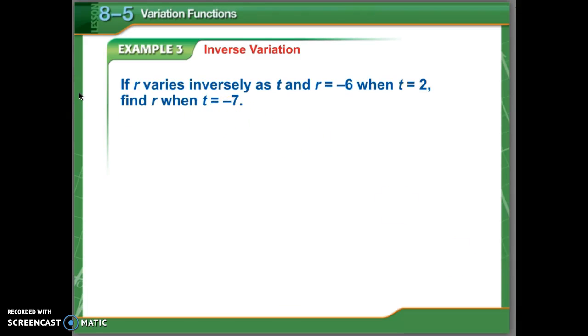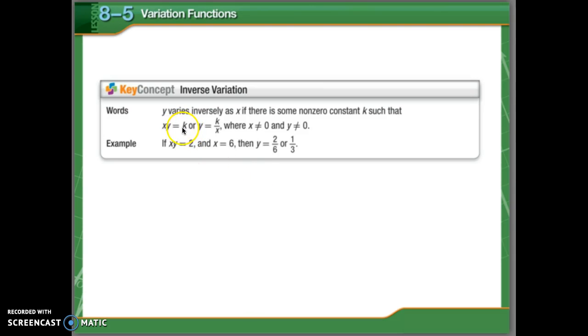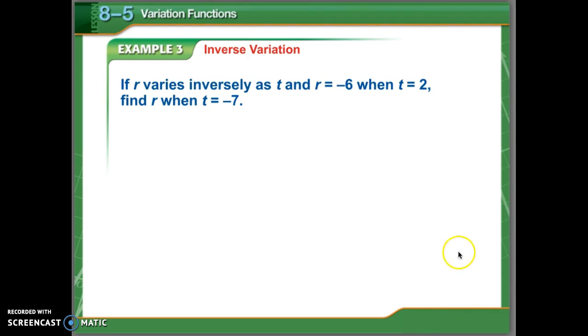So example 3, if r varies inversely as t, and r is -6 when t is 2, find r when t is -7. So if we go back to this other screen, we have k equals xy. If you solve this equation for k, we'd multiply both sides by x, obviously. That's the proportion they're going to set. They're going to set up x1, y1 is going to equal x2, y2.